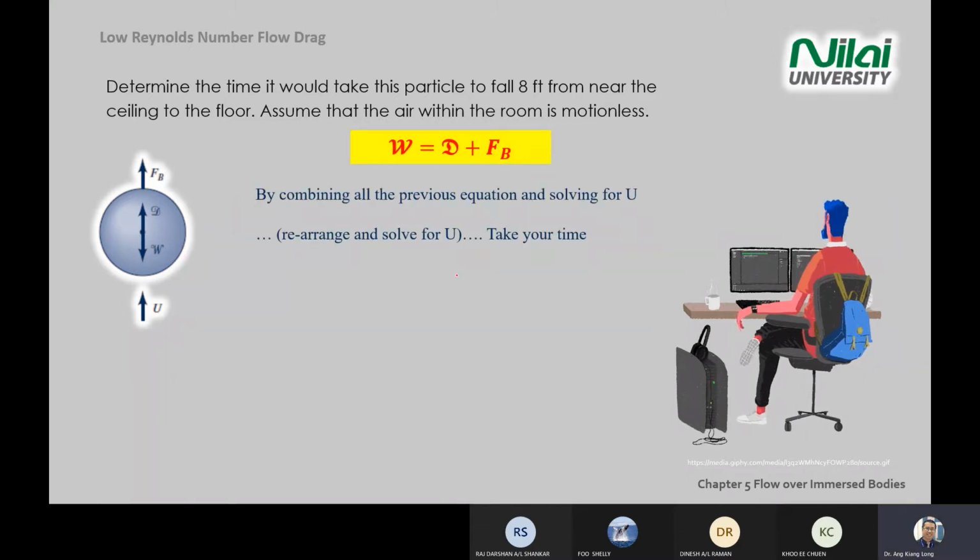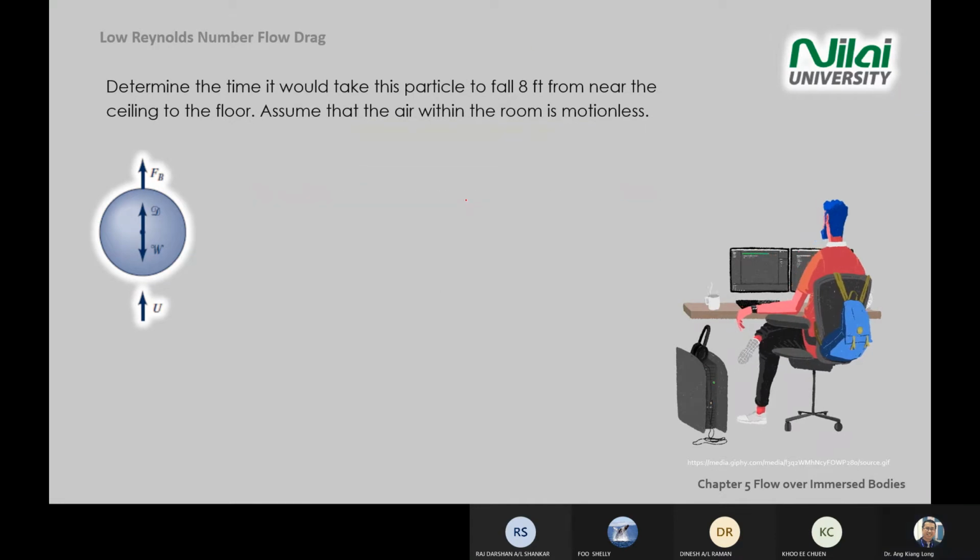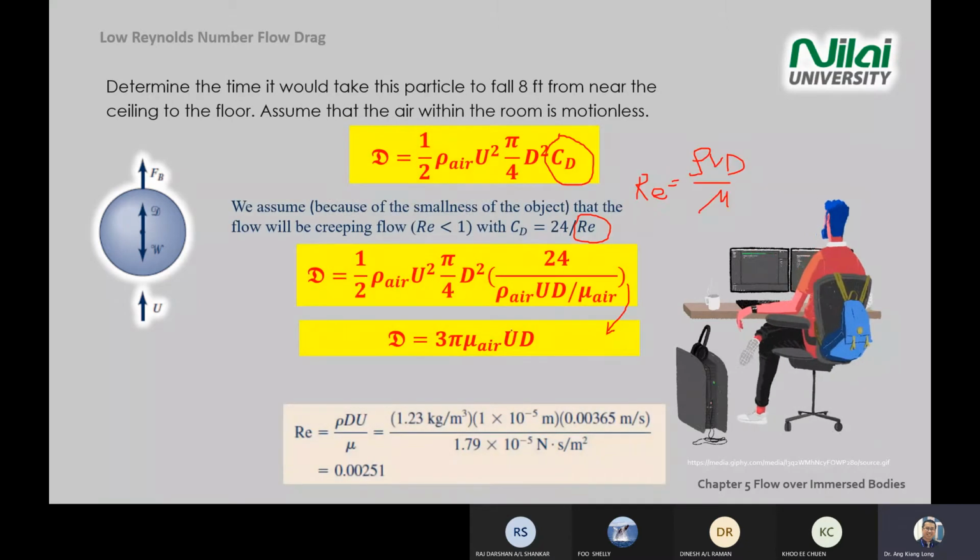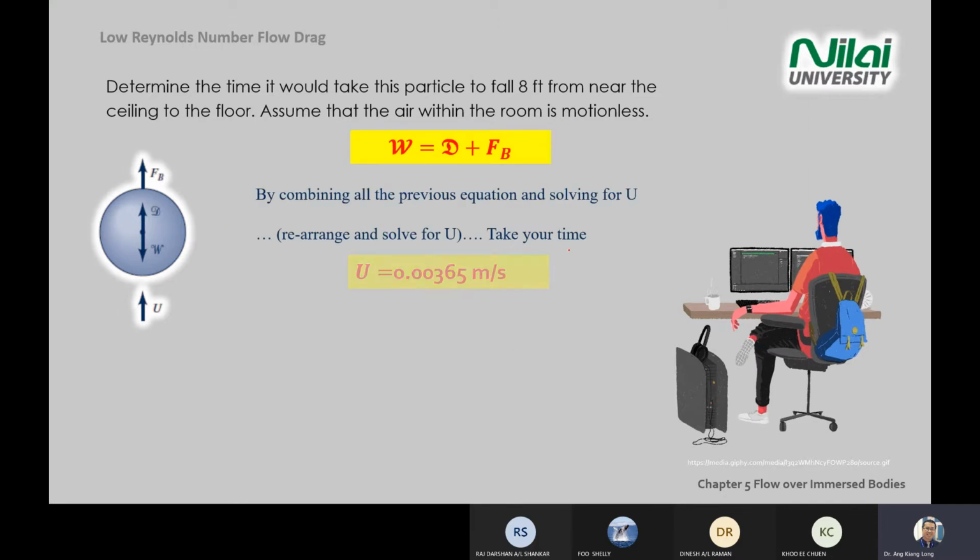Then you solve. Inside here you can solve for d and u, then you can solve what your u is. Your u will be this number, 0.003 meter per second.